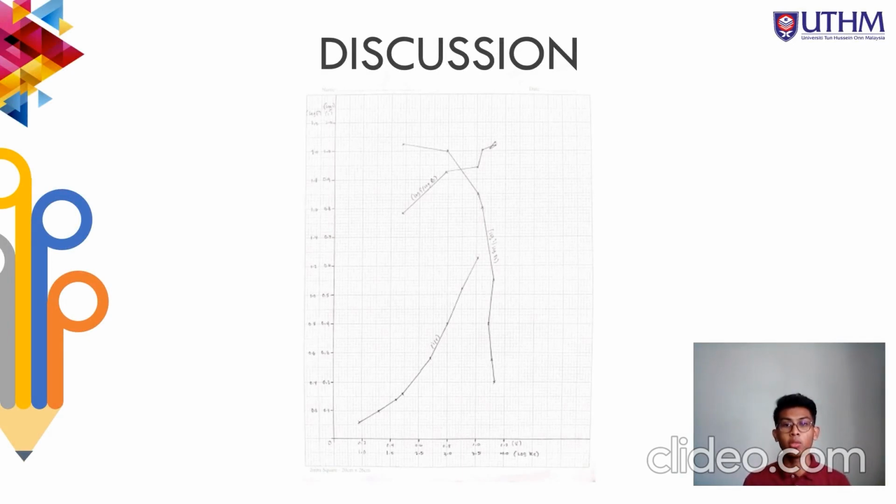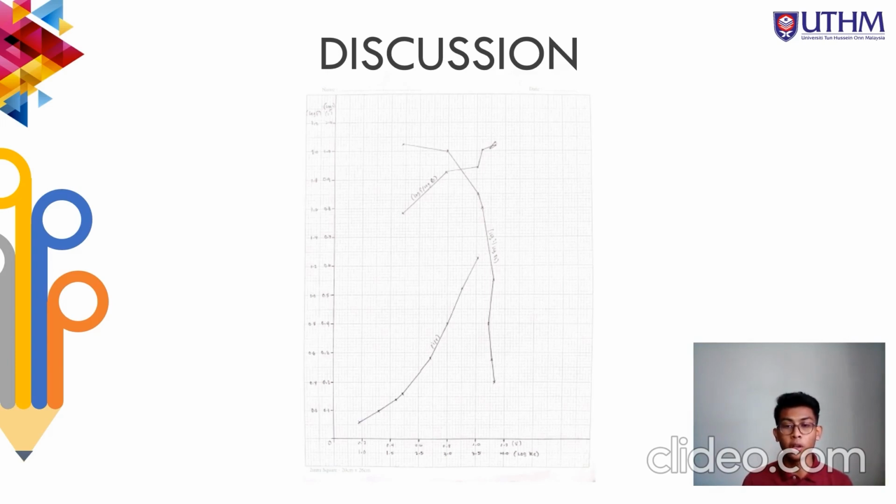Okay, so the first discussion that we need to discuss is the result of the graph. For graph 1, the graph of I against V is linear with a positive gradient of 0.997. The hydraulic gradient, which is I, increases as the velocity V increases.